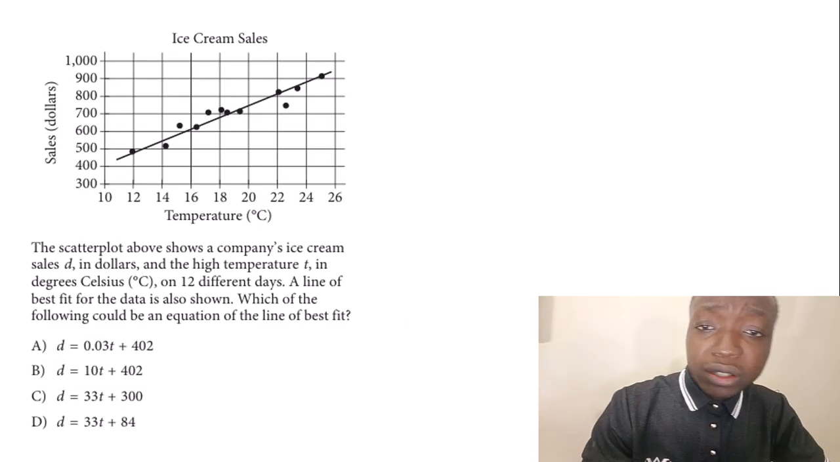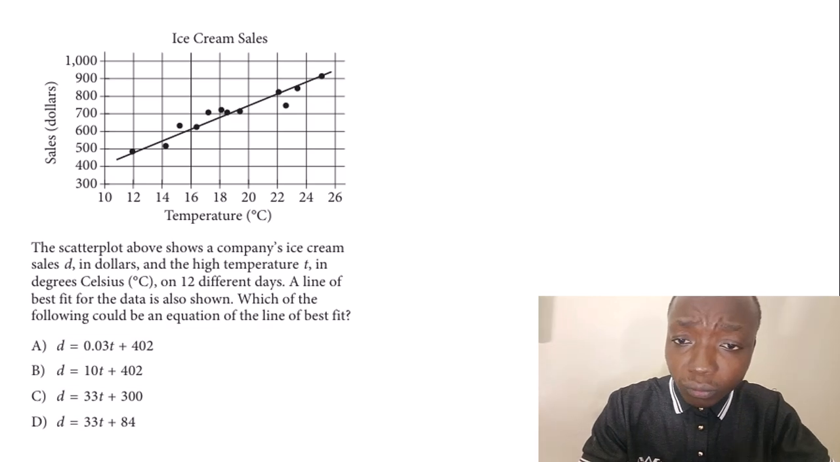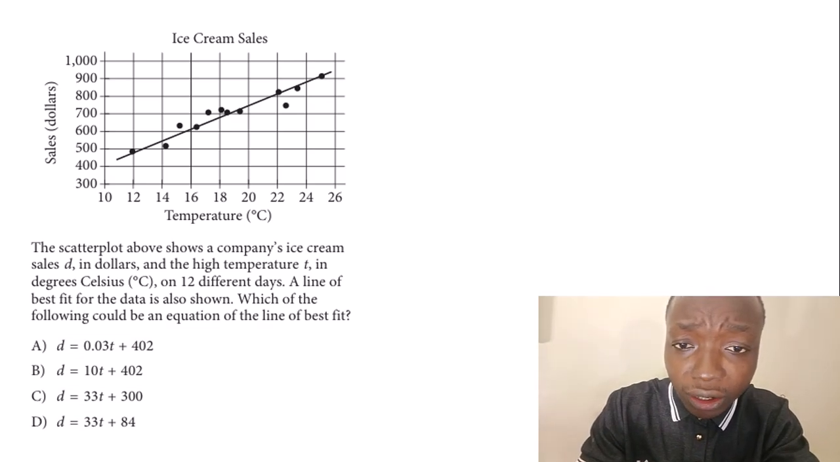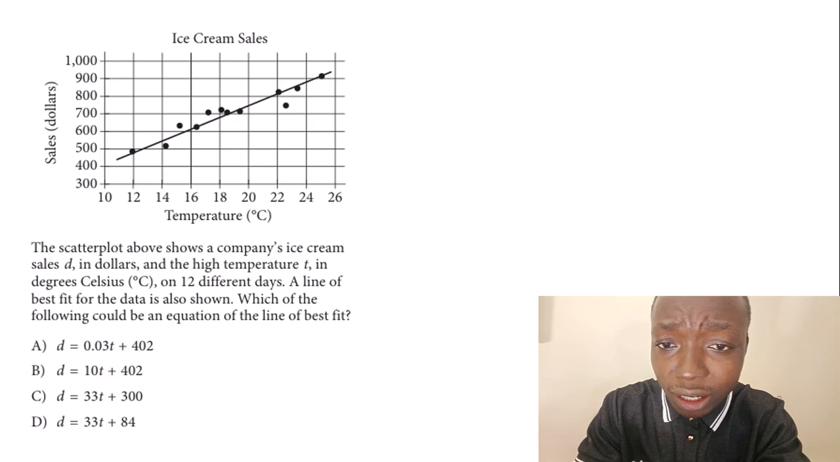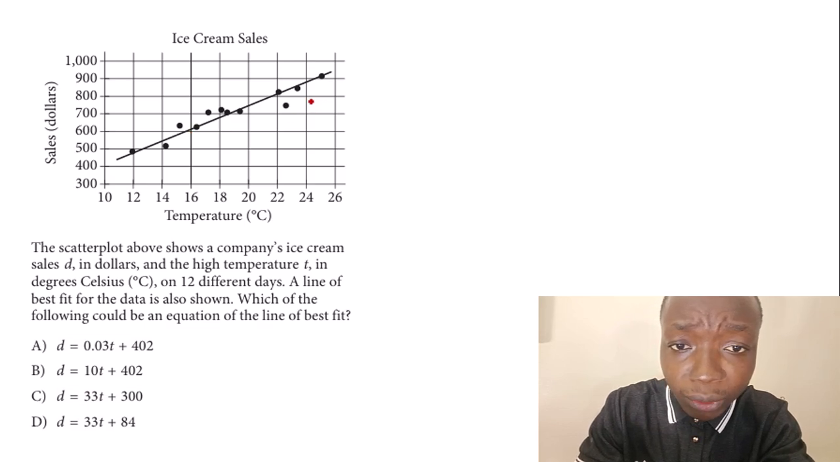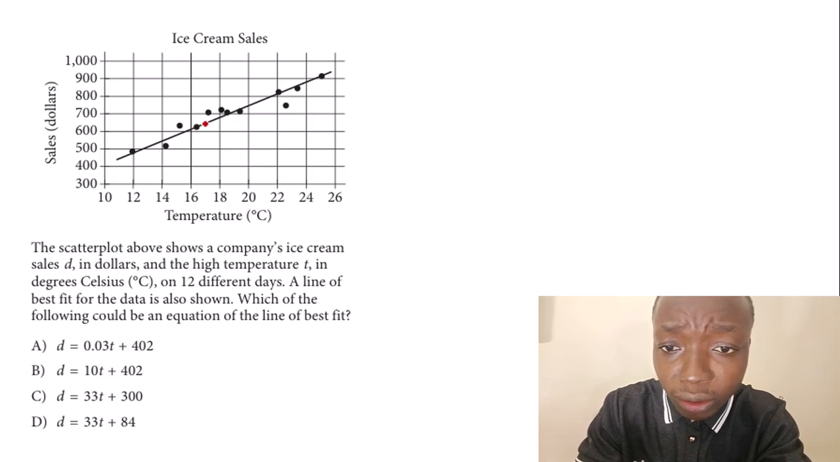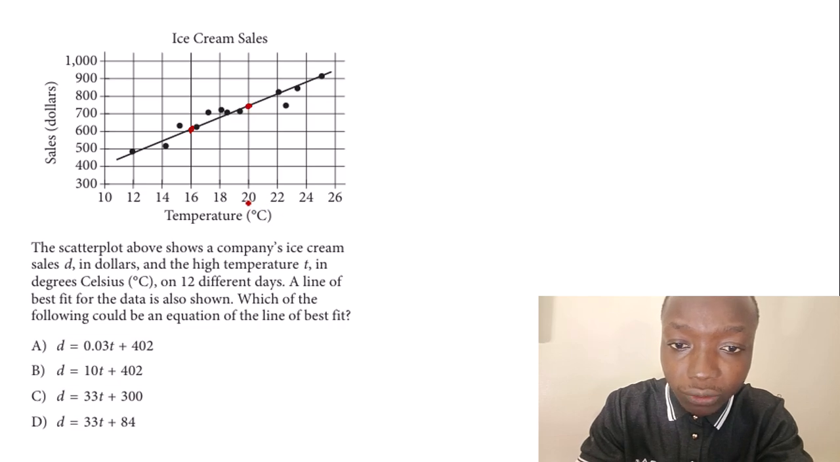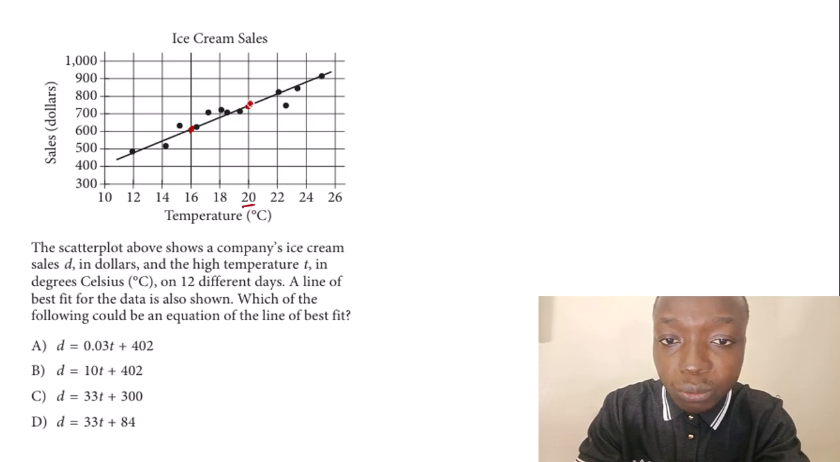Now, in the next question, we have a scatter plot. I want to find the equation that matches this scatter plot. So let's find an exact point, or approximately exact point, for this line of best fit. So we can make use of 16, not really exact. Okay, we make use of 20 for ease of substitution because of the zero here.